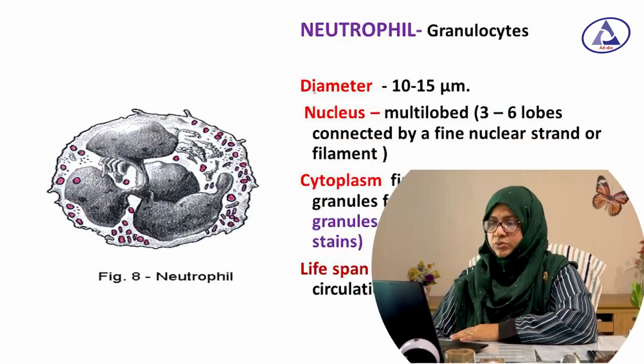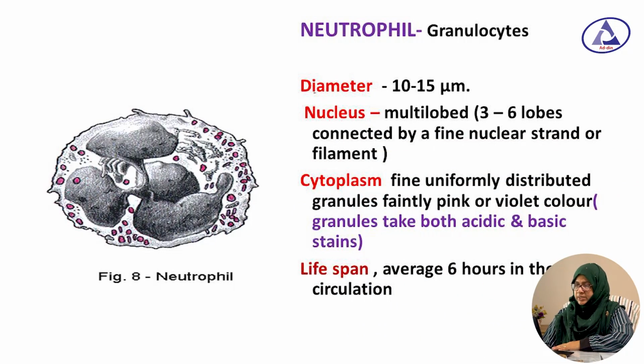This is part 2. Today I am going to discuss the detailed morphology of WBC. Firstly, we are going to see the morphology of the neutrophil. It is one type of granulocyte. Its diameter is about 10 to 50 micrometer.